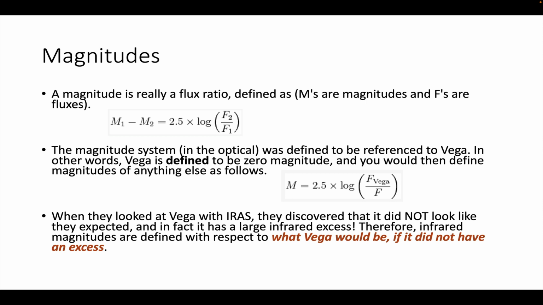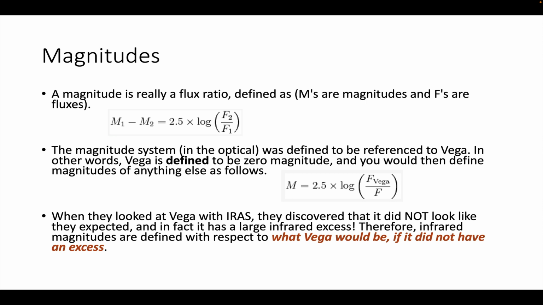That's how you get smaller numbers being brighter stars. The magnitude system in the optical was defined to be referenced to Vega. In other words, the flux from Vega is defined to be 0 magnitude. So that means then it's stuffing Vega in for star 2. Because Vega is defined to be 0 magnitude, then M2 is 0. And then F2 is the flux of Vega. So you get M is equal to 2.5 times the log of F Vega over the flux of your star that you're trying to measure.